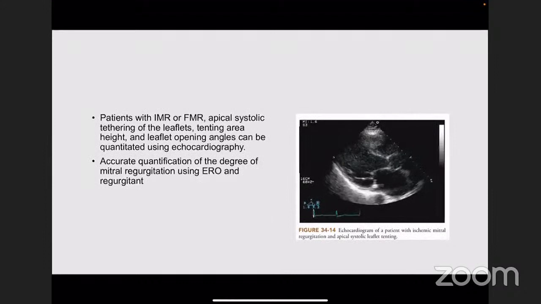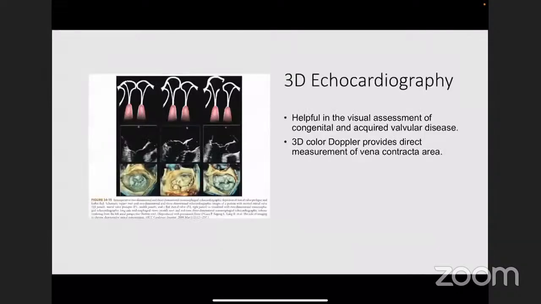In patients with IMR or FMR, apical systolic tethering of the leaflet, tenting area, height, and leaflet opening angle can be quantitated using echocardiography. Accurate quantification of the degree of mitral regurgitation uses ERO or regurgitant volume. 3D echocardiography is helpful in visual assessment of congenital and acquired valvular disease. 3D color Doppler provides direct measurement of vena contracta area.